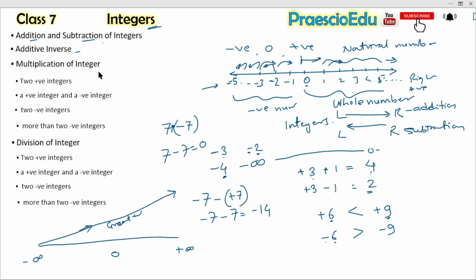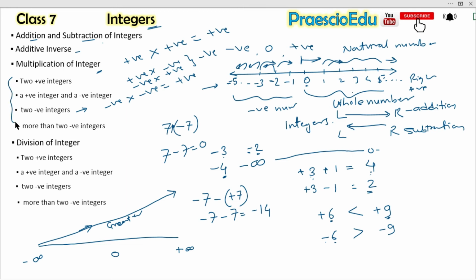Now multiplication of integers. This is very important. Two positive integers, positive multiplied by positive, the answer will be positive. Now we will directly jump here. Negative multiplied by negative, the answer will be positive. And once positive is multiplied by negative or negative multiplied by positive, the answer will be negative. So these four rules please understand.